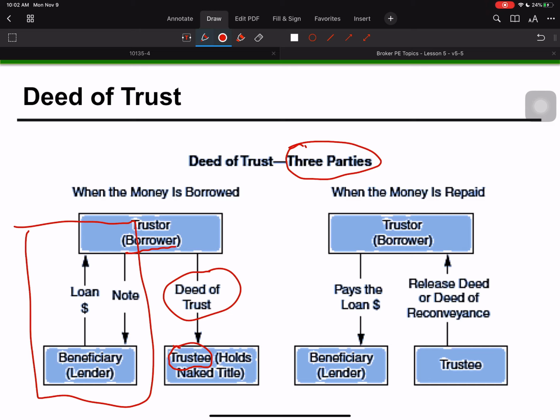Trustee holds naked title. When the money is repaid, the trustor or the borrower pays the loan off. So, bam, the loan gets paid off. Now the trustee has to reconvey, so they have to give back. So they do a release of deed, or they do a deed of reconveyance.